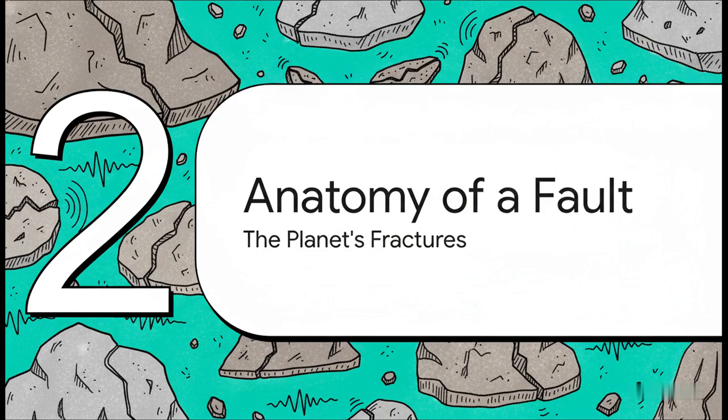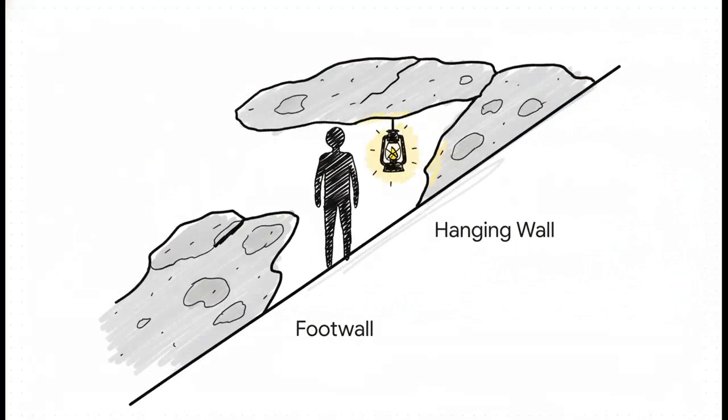This process doesn't just happen anywhere. It happens along these massive fractures in the Earth's crust that we call faults. Now, to really get how faults move, we need to know two key terms. If a fault is on a slant, the block of rock that's above the fault line is called the hanging wall. The block below it, that's the footwall. How these two blocks move against each other is what defines the type of fault we're looking at.